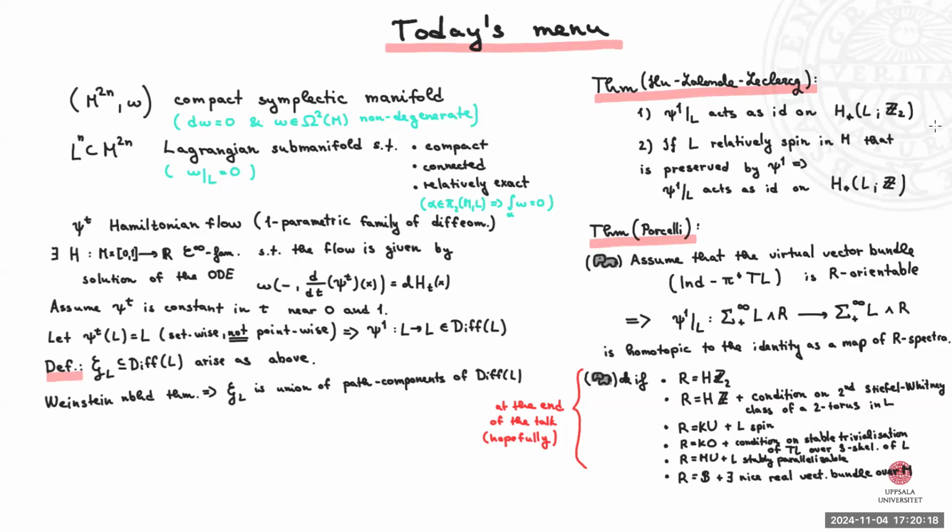So the two-torus is somehow fillable inside of the symplectic manifold. So that is a restriction. Or this complex-oriented K-theory.